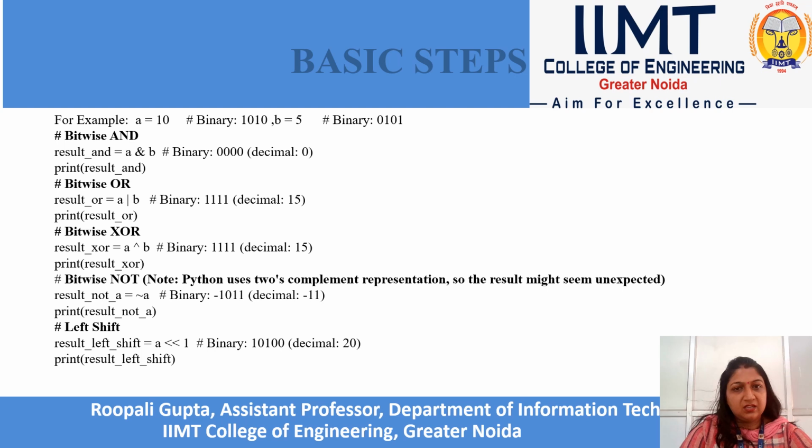We can see that all the bits are different: 1 and 0, then 0 and 1, and so on. It will return 0000, so the decimal value returned is 0. In the bitwise OR, if any one of the bits is 1, it returns 1. So it will be written as 1, 1, 1, 1.